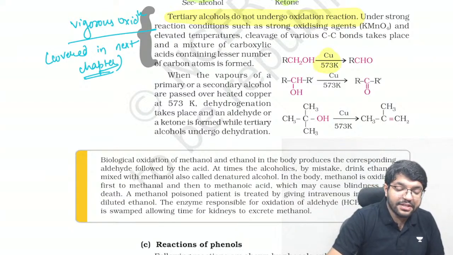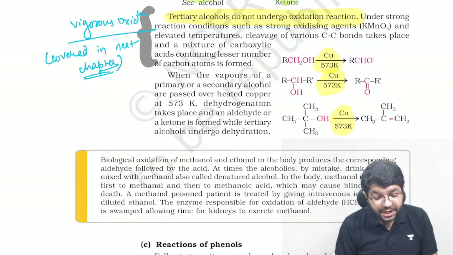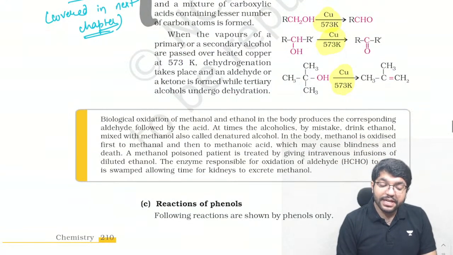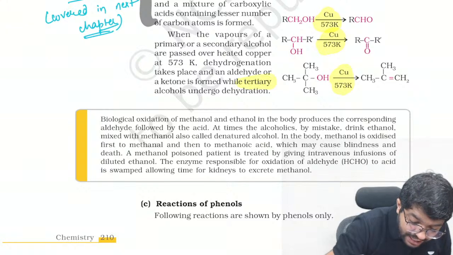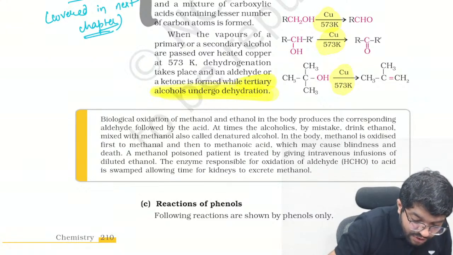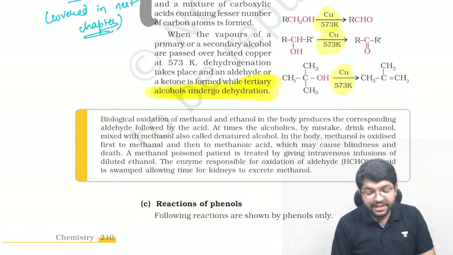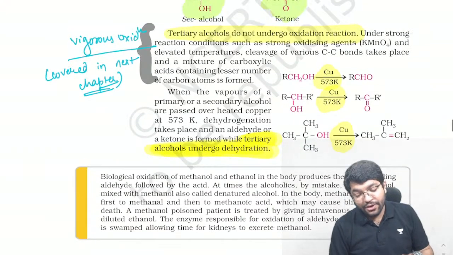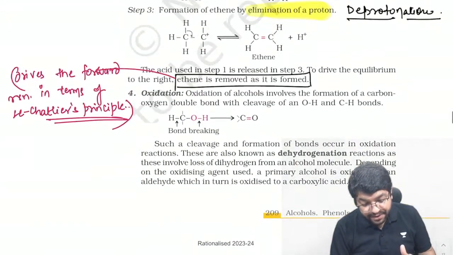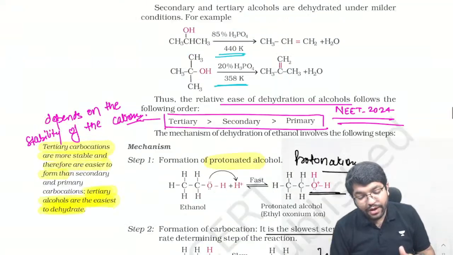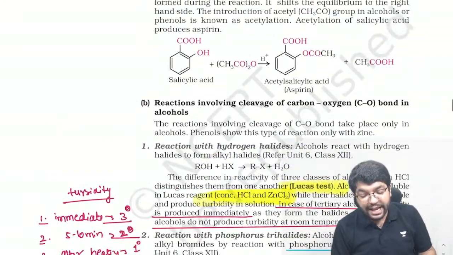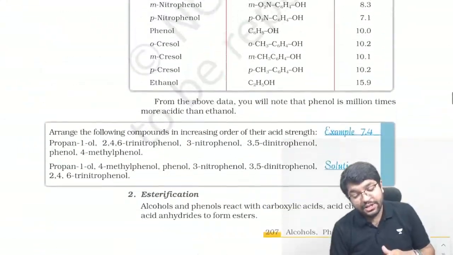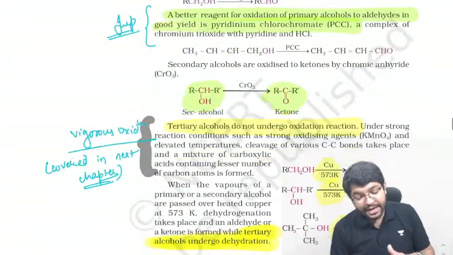Copper at 573 Kelvin, I told you, they call it a dehydrogenating agent. When the vapors of a primary or secondary alcohol are passed over copper, dehydrogenation takes place, while tertiary alcohols undergo dehydration. And that is where your alcohols chapter comes to an end. The alcohol section of the chapter thoroughly comes to an end.